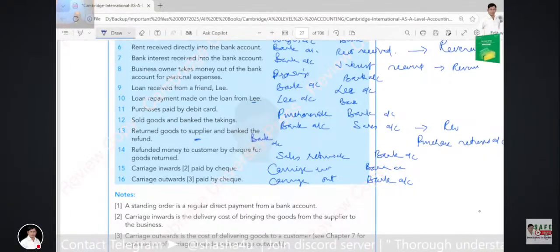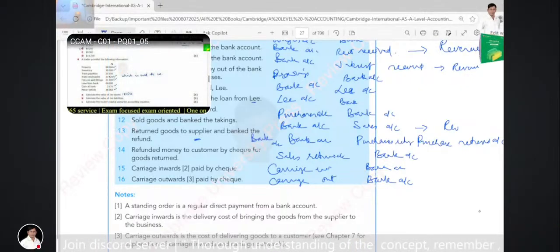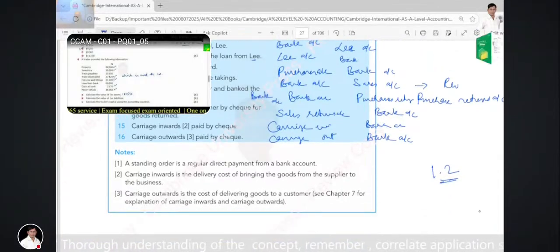So here it will be returned goods to supplier and bank the refund. We have received the money, so bank account will be debited and purchase returns will be credited. Purchase returns are the opposite of purchases. Purchases are debit, right? So purchase returns are always credit. So this is how it is. This is activity 1.2. We'll continue in the next class.